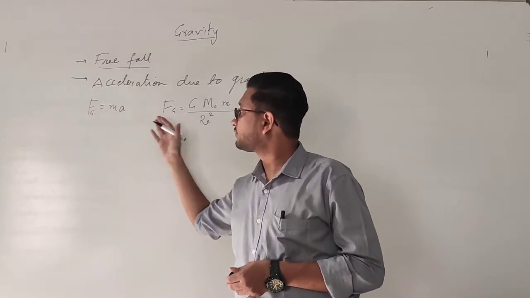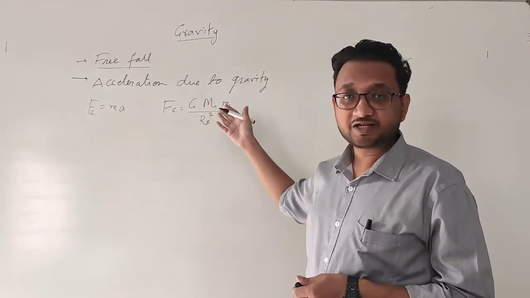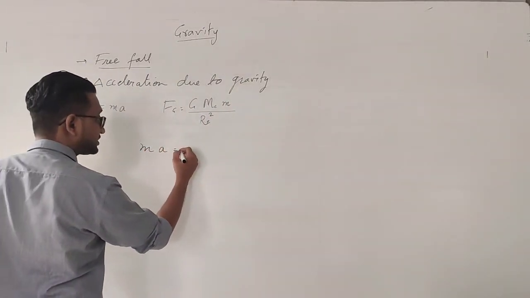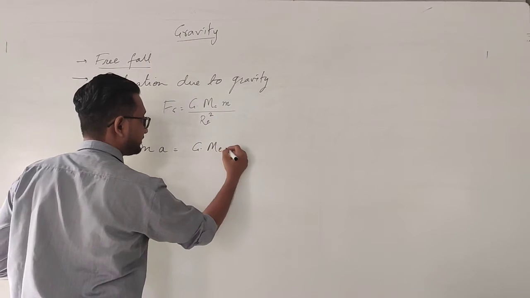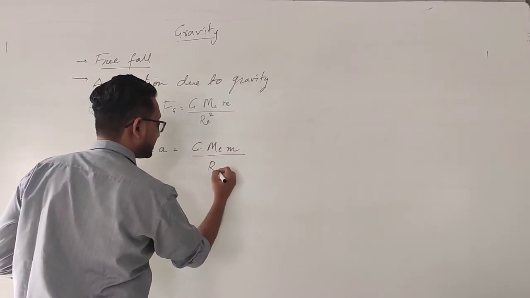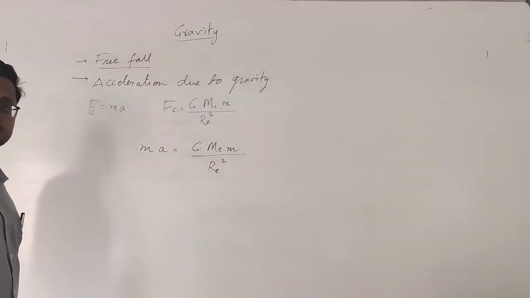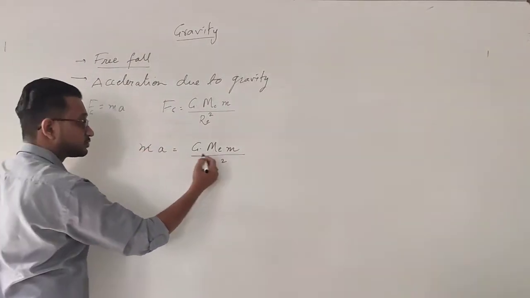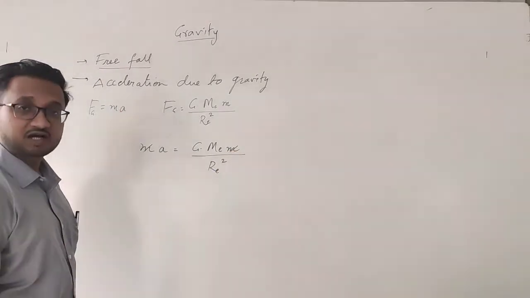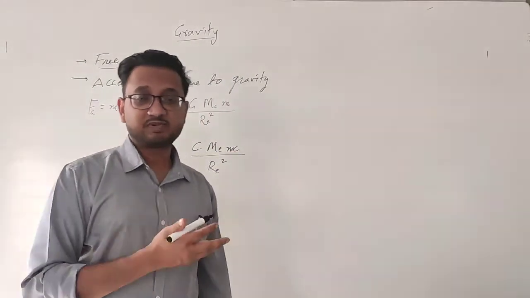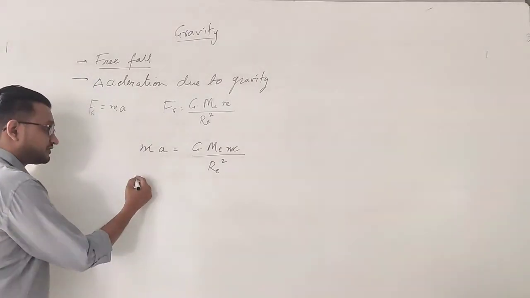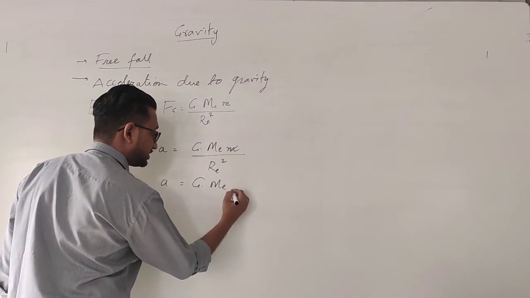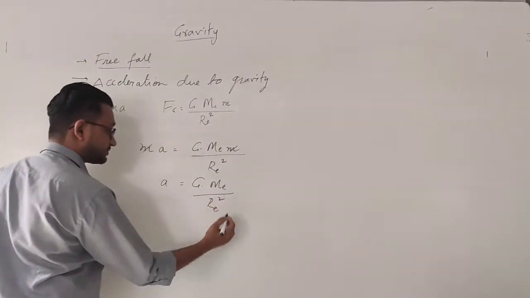Now since these two forces are same, I will be equating them, and so ultimately what I have over here is mass into acceleration is equal to G into mass of earth into mass of object upon radius of earth square. The distance is taken as the radius of the earth. Since the masses of the object are same, mass can be cancelled from both sides, and what we have remaining is acceleration is equal to G into mass of earth upon radius of earth square.